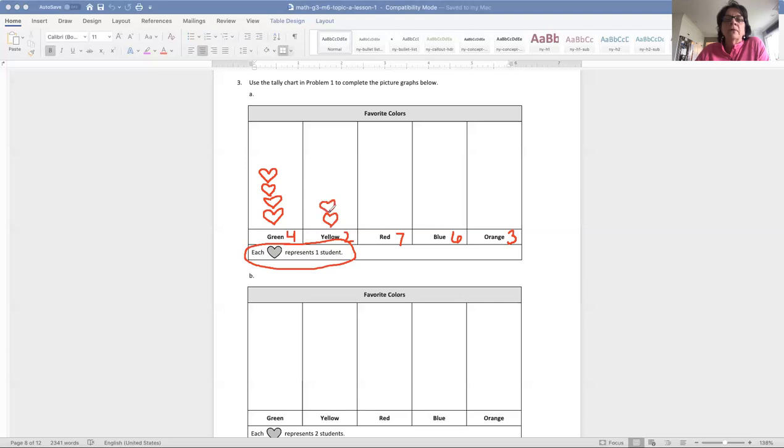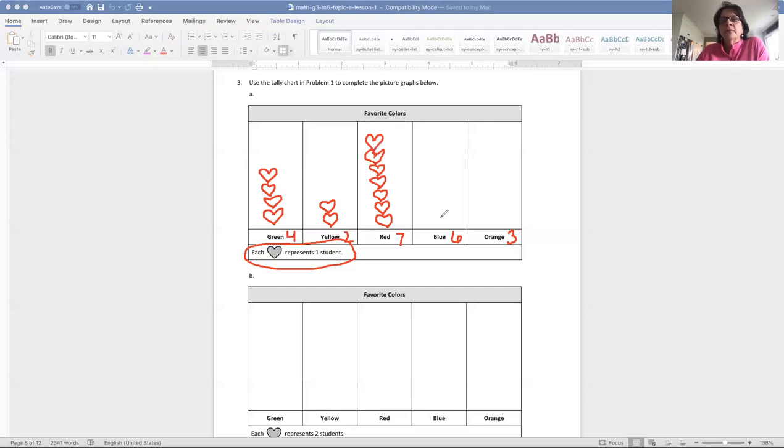7 people voted for red, so that means I have to draw 7 hearts. Again, like I said, if it's taking you longer, you can always go back and watch the video again, rewind. 3, 4, 5, 6, whoops, and 7. And then another popular color was blue.